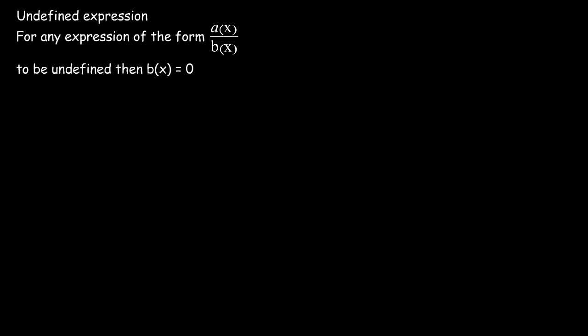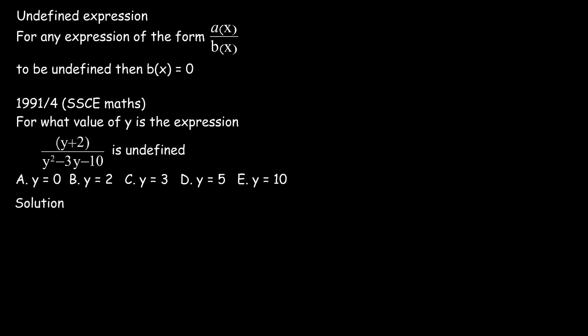Undefined expression. For any expression of the form a divided by b to be undefined, then b will be equal to 0, as our denominator will be equal to 0. Now let us use an example to elaborate this. Now we have an example from 1991 Mathematics.